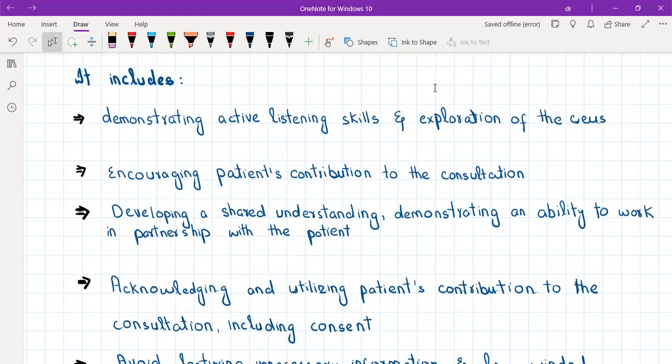This is sympathy. But empathy is basically listening to the other person, understanding their situation, and feeling the same emotion as the other person is feeling. You can express empathy by not even uttering a word, by showing the patient that you are actually listening, you are understanding, and you are feeling what they are feeling. So to put yourself in their shoes, this is basically empathy. So the first point, demonstrating active listening skills and exploration of the cues, basically shows your empathy.